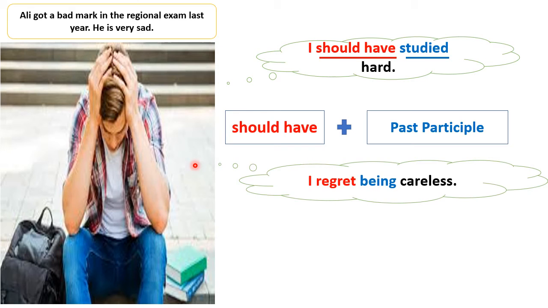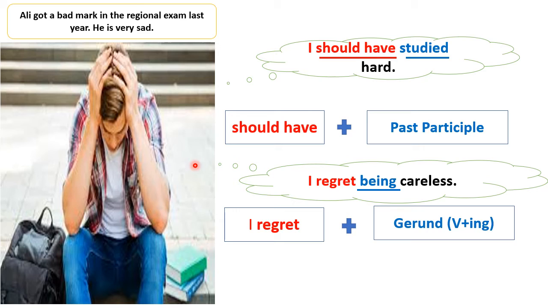or he may say, I regret being careless, about his studies, etc. Good. So the form here, the expression I regret, the verb regret, plus being. What is that? Good. Gerund. The verb plus ing. That's it. Great.